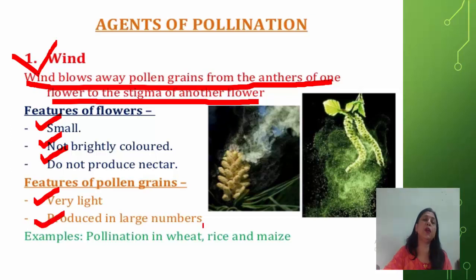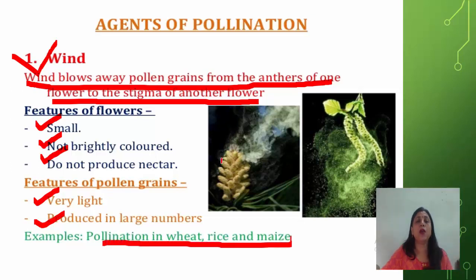Why in large numbers? Because when they go with the wind from one flower to another flower, a lot of pollen grains will go here and there. It is not necessary that all the pollen grains which have started from one flower will reach the other flower. So these are the features of the pollen grains. One, they are very light so that they can be blown away by the wind. Second, they are produced in very large numbers. The examples of the flowers which are pollinated by wind are wheat, rice and maize.